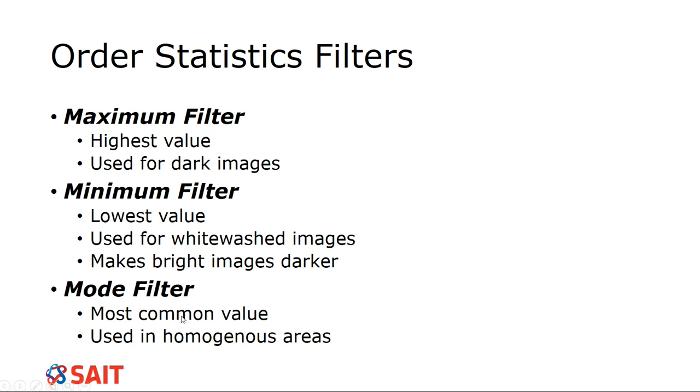There's also mode. Mode, in statistics, is known as the most common number, so we use the most common value. It's used in homogeneous areas, so it's only really good for things like crops, or sandy areas like a desert. Anything that's truly homogeneous, that's when we'll use the mode filter. All we're trying to do is get rid of any error in that area and say, look, it is all the same. So we can apply a mode filter and make those adjustments.